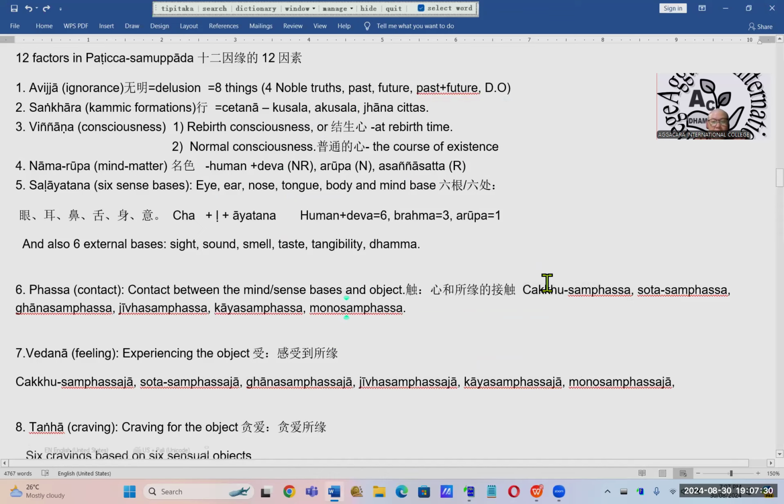So anyway, this eye, ear, nose, jivha is tongue, body. And this one, is it mano or mono? Okay, I think it should be mano. Mono, all right, I copied from somewhere. Yeah, it's mano. And then after you got contact, based on the contact between the sense bases and the object, you got the feeling. Feeling means experiencing the object.